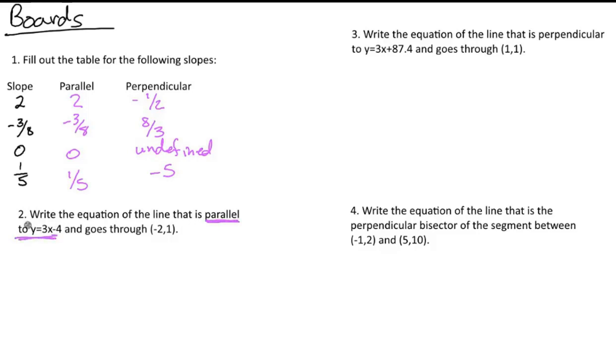Number 2, write the equation of the line that is parallel to this. So what's this slope? This slope is m equals 3, and we want it parallel to it, so that's the slope we want, m equals 3. And it goes through the point -2, 1. Oh, I'm glad they just gave us that point.